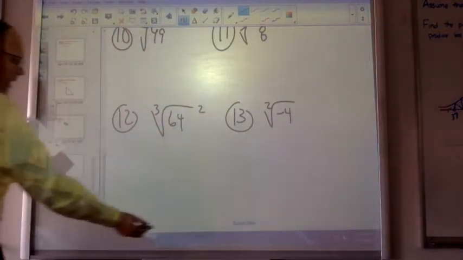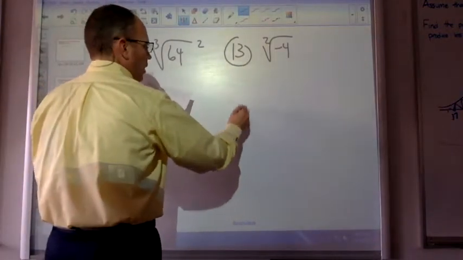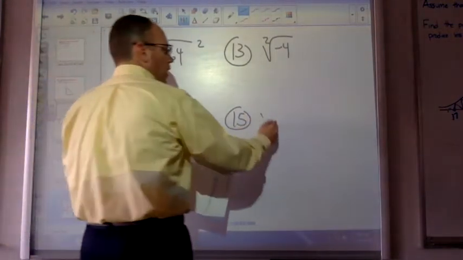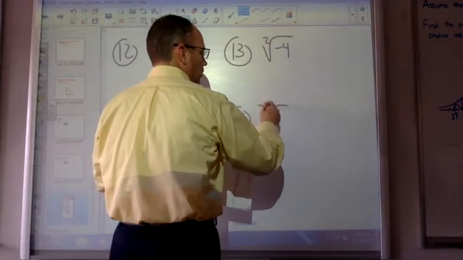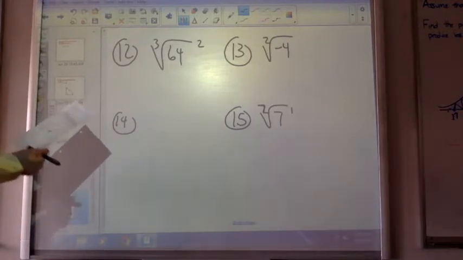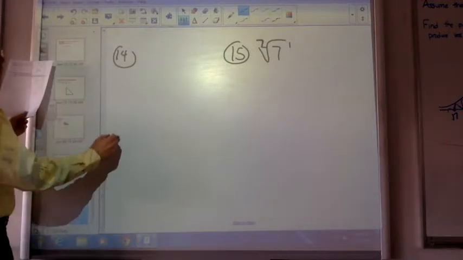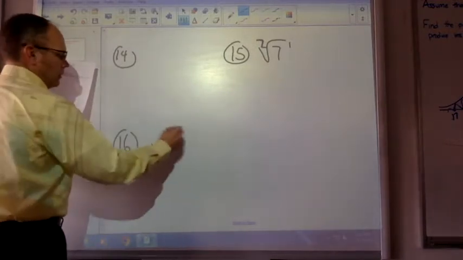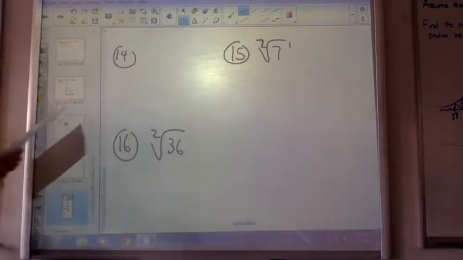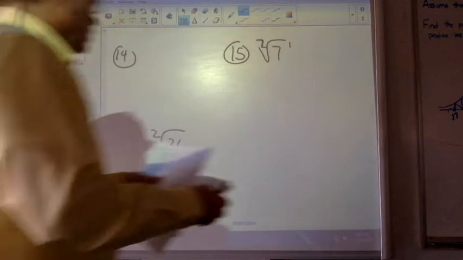Number 14 is already a radical. 15 needs to be written as a radical. 7 to the 1/2 power is the square root of 7. Square root of 7. And you could put it to the first if you wanted to. Number 16 needs to be written as a radical. 36 to the 1/2 power. It's going to be the square root of 36. Okay? So that takes care of part A. So if it was written as a radical, rewrite it as a radical.